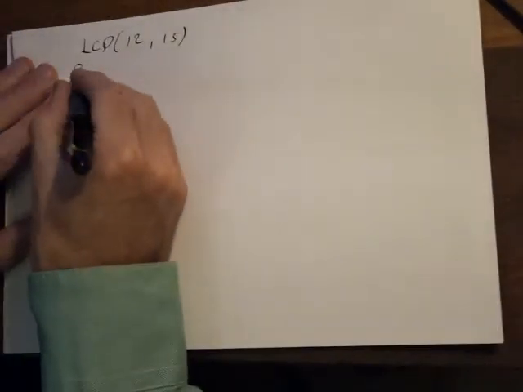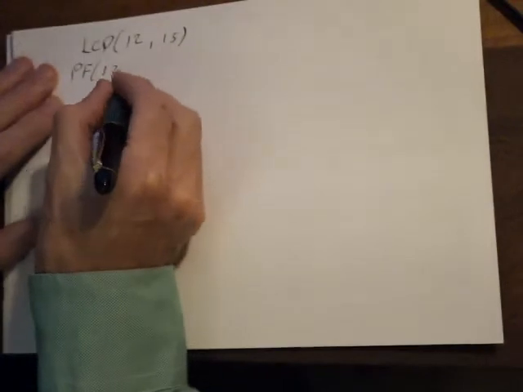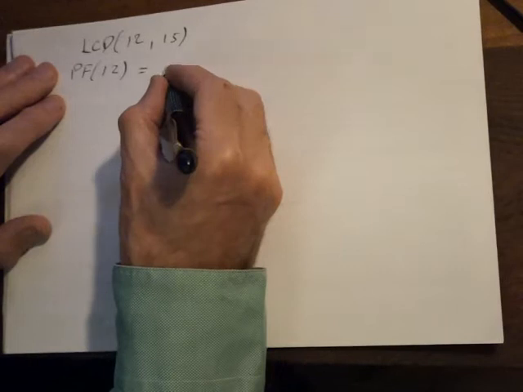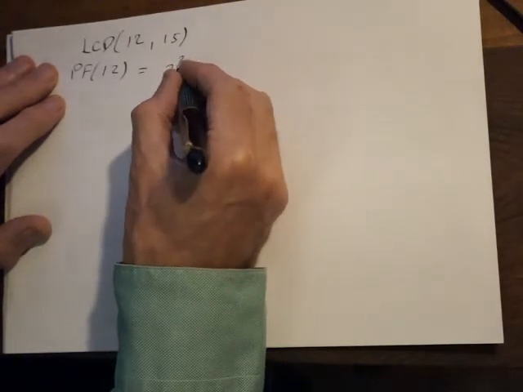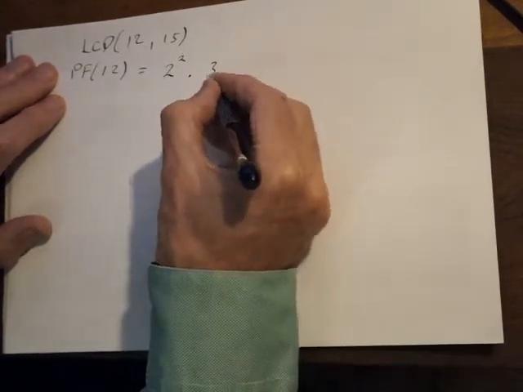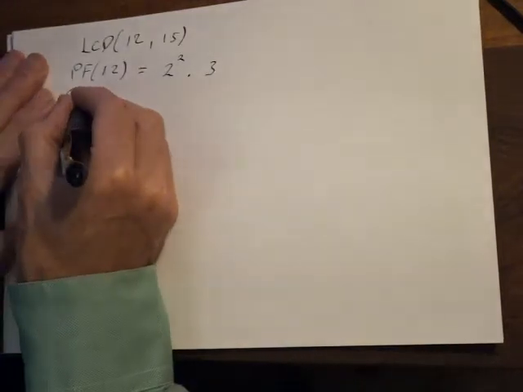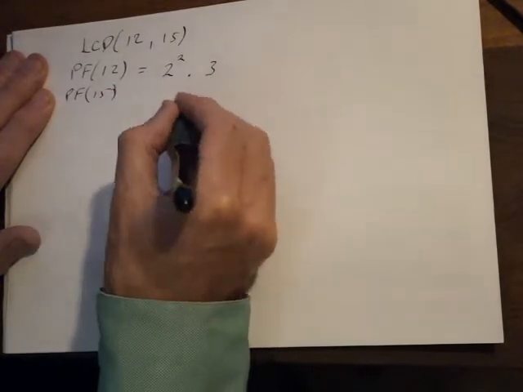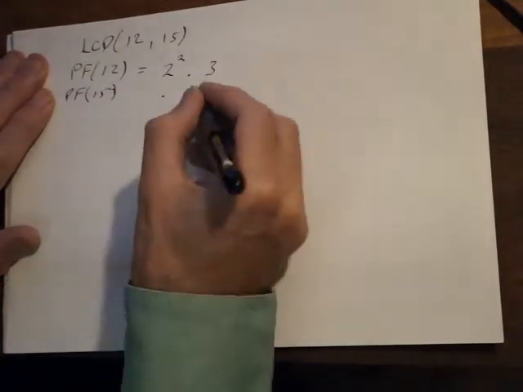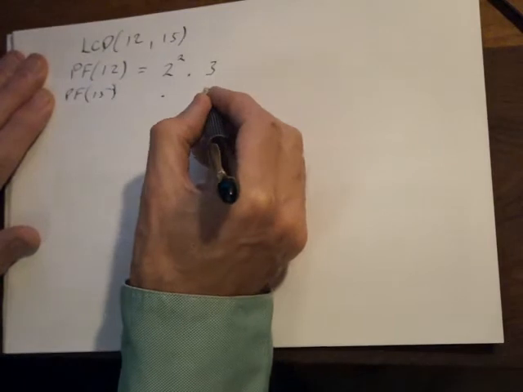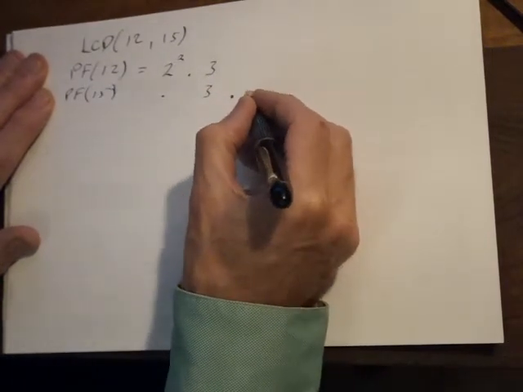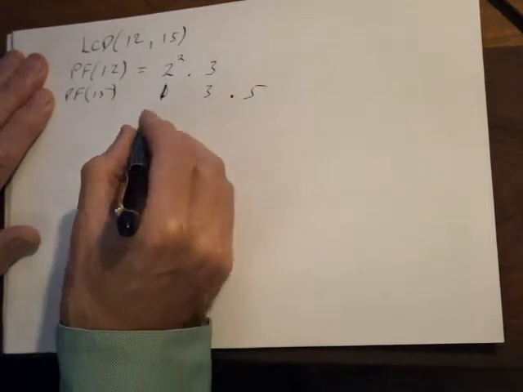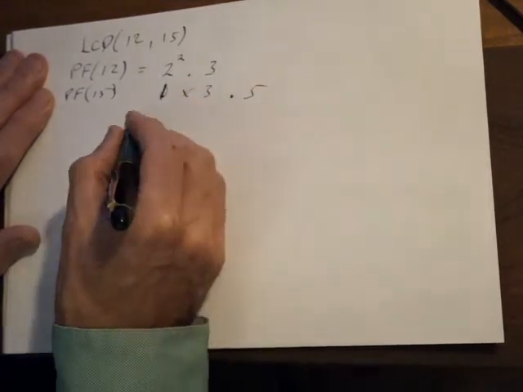Well, let's look at the prime factors of 12. 12 is 4 times 3. 4 is 2 times 2. That's 2 squared times 3. And the prime factors of 15, well, it isn't divisible by 2, so we don't put anything there, that's just nothing. It is 3 times 5. I'll just put 1 in there because it's 1 times 3 times 5, isn't it?